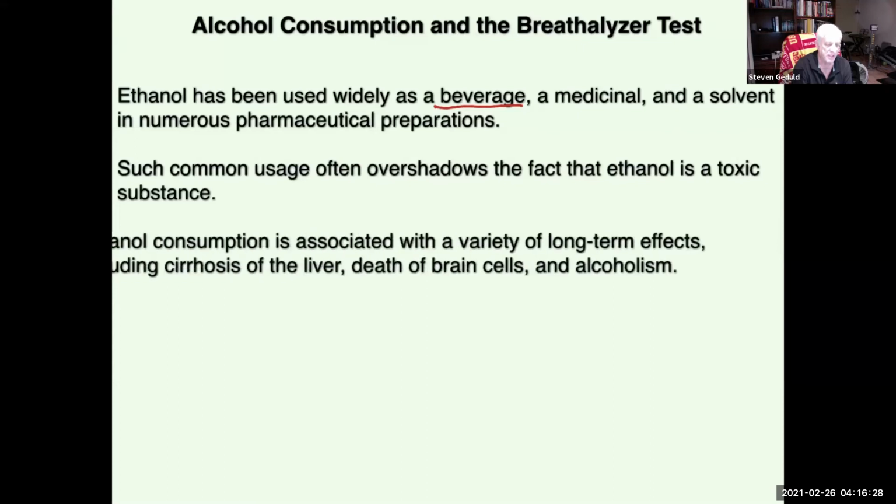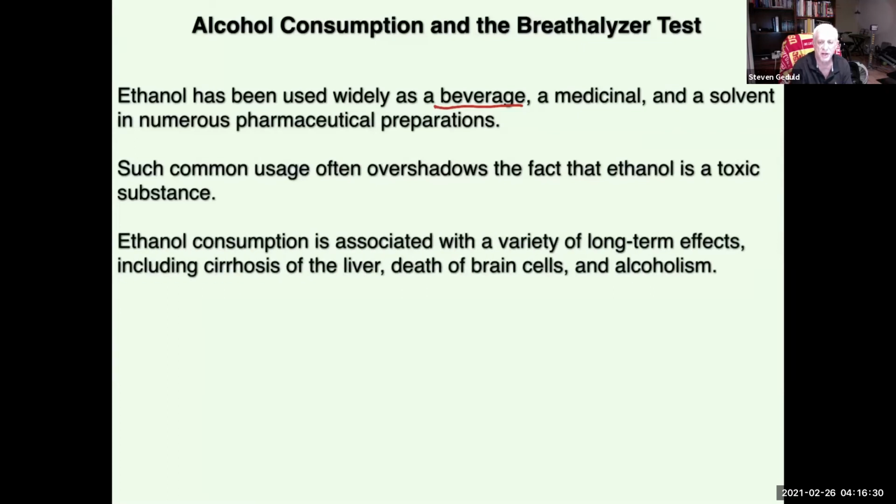It does kill cells. Ethanol consumption is associated with a variety of long-term effects: cirrhosis of the liver, death of brain cells, and alcoholism. Okay. Death of brain cells is important. In my anatomy class, we go through a whole section on it. You're born with as many nerve cells as you're ever going to have. Your body cannot make brain cells. You're born with as many muscle cells as you're ever going to have. Your body cannot make more muscle cells.